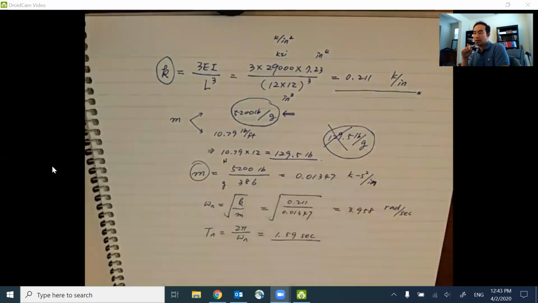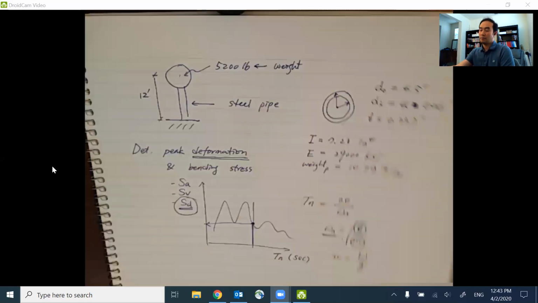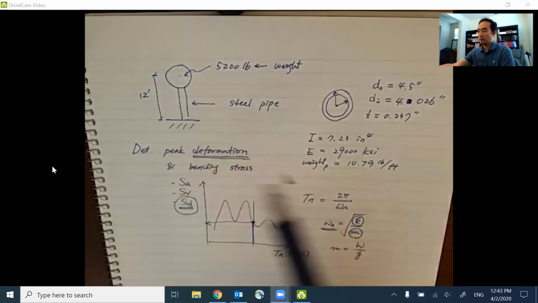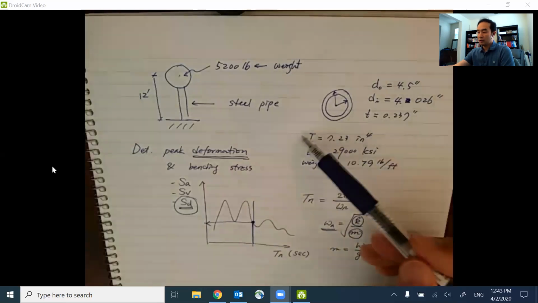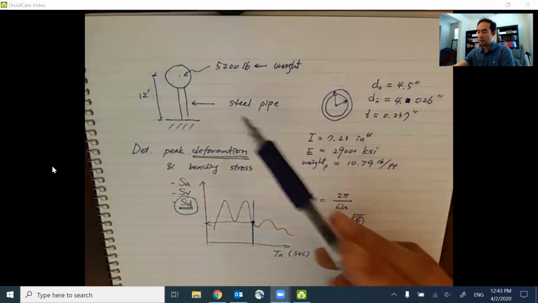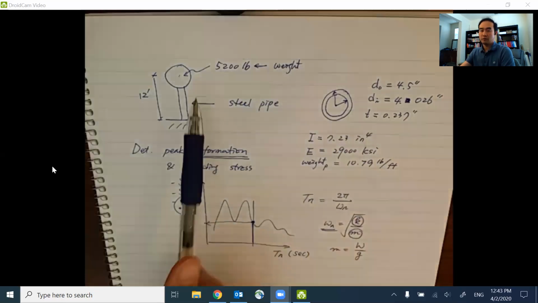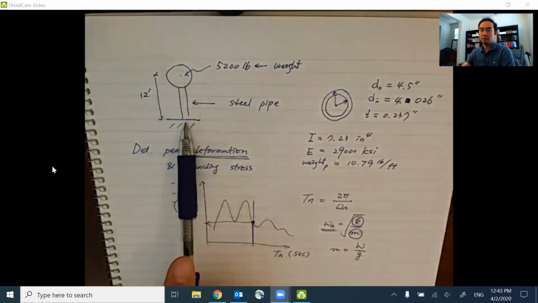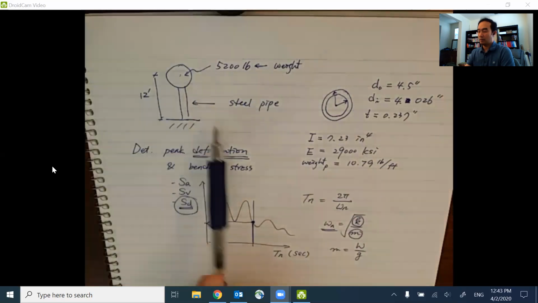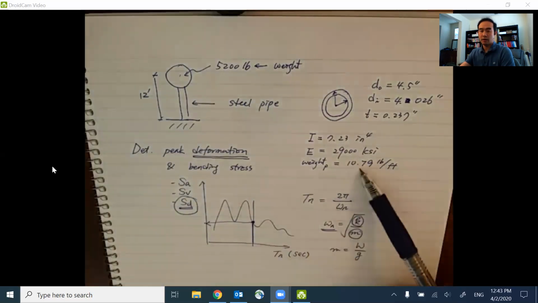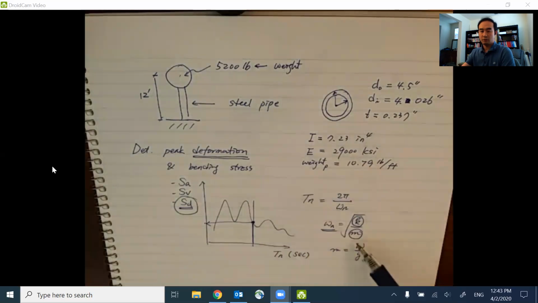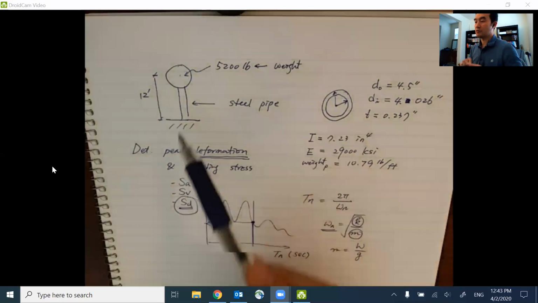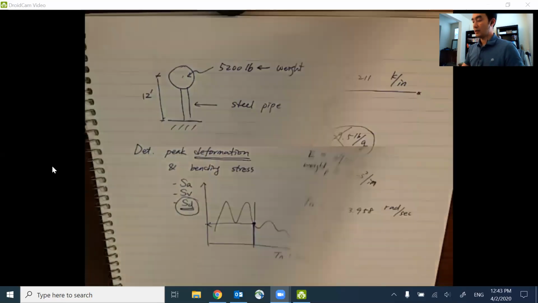Okay, so that's how we can come up with the period of this structural system. Based on the given information, we have the moment of inertia, Young's modulus, and the weight. I initially compared the weight of the top portion and the weight of the steel pipe, and based on the comparison, I ignored the weight of the steel pipe. So we used these equations to find the natural frequency first, and then come up with the natural period. The natural period of the structural system is 1.59 seconds.